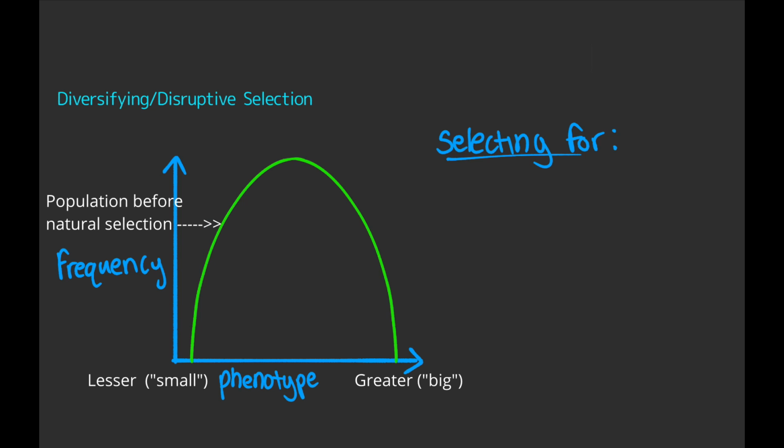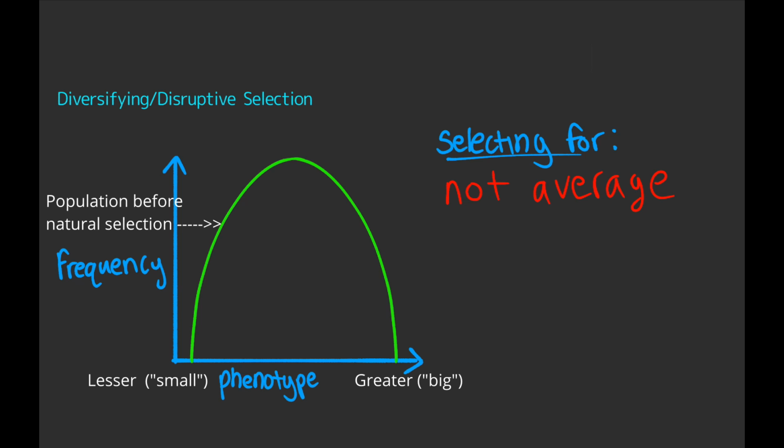So our final type of natural selection is diversifying or disruptive selection. Now these two terms mean the same thing, but I'm just going to say disruptive selection. So in disruptive selection, the environment is going to be selecting for not the average, which also means both of the extremes.